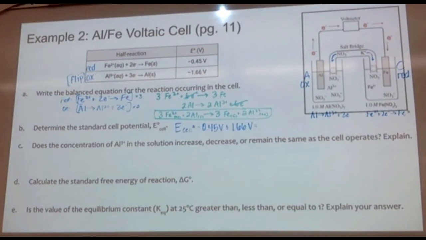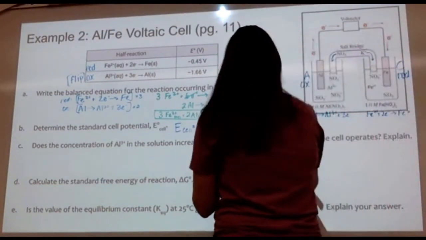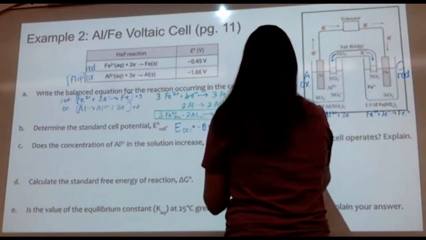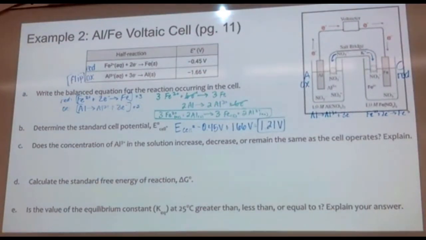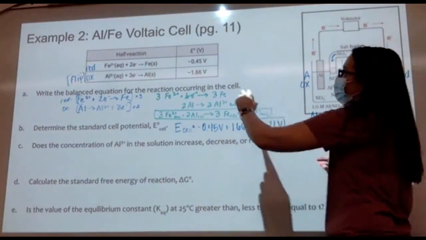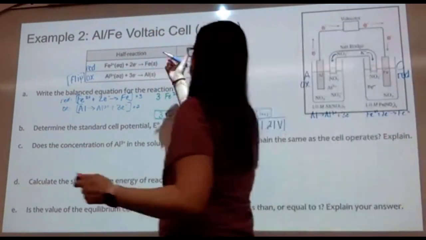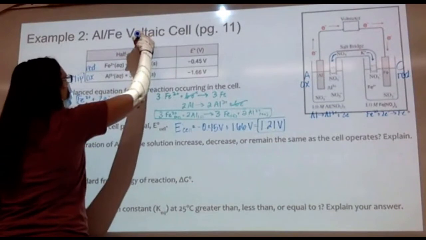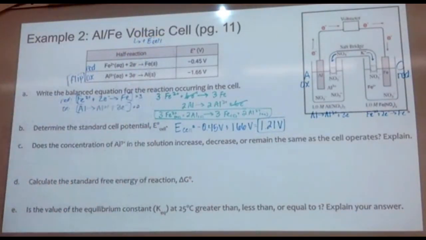So negative 0.45 plus 1.66 is 1.21 volts. Remember, cell potential is given in volts. This is a positive value. That is what we expect for a voltaic cell. Remember that voltaic cells always have a positive cell potential because they are spontaneous. They happen on their own.